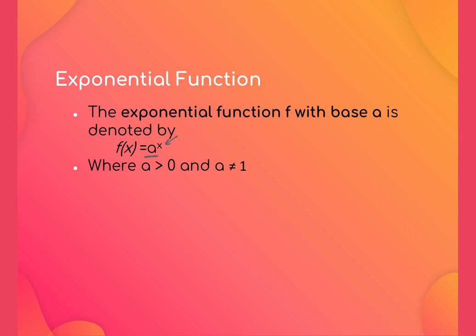That makes it an exponential function. So the exponent has a variable in it. It's just x. It's x plus 1. It's x minus 2. Whatever it is, it's going to have your variable in the exponent. The base is not going to be the variable, okay? The rule on this stuff is that a itself is greater than 0.